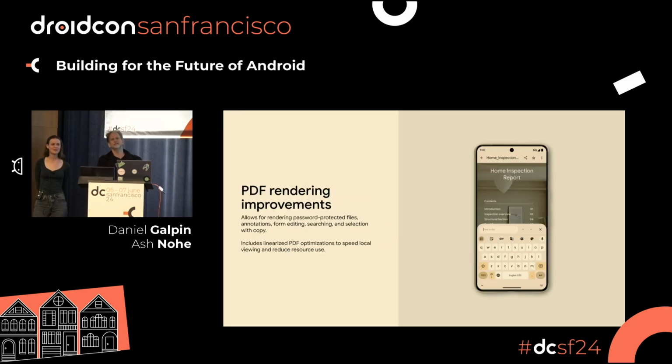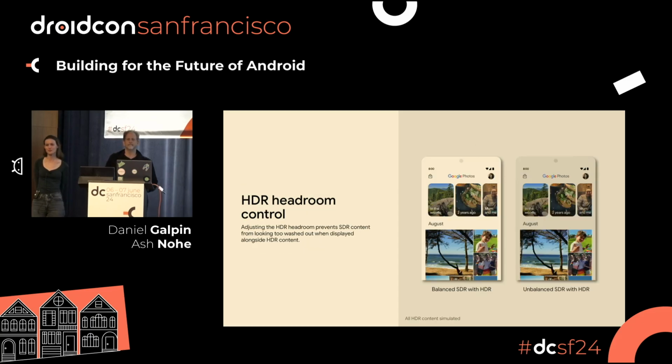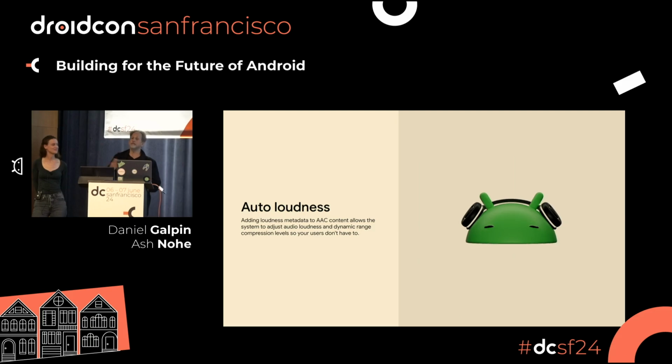It adds PDF rendering improvements that are supported back to 12 through mainline, so you can now add more advanced PDF functionality to your app with the Jetpack library plan to further simplify your integration. HDR headroom control allows you to tune screens with SDR and HDR content, so the SDR content doesn't look washed out. Android 15 supports loudness metadata and AAC content so that your users can listen in a variety of environments without having to constantly adjust the volume.